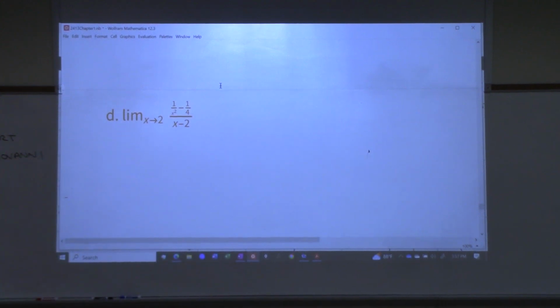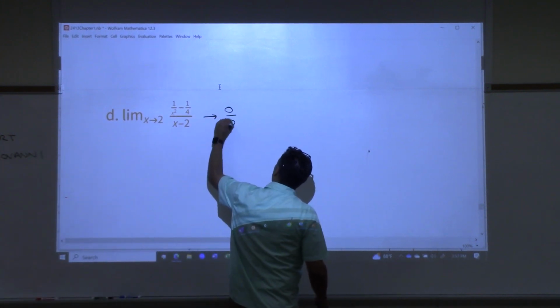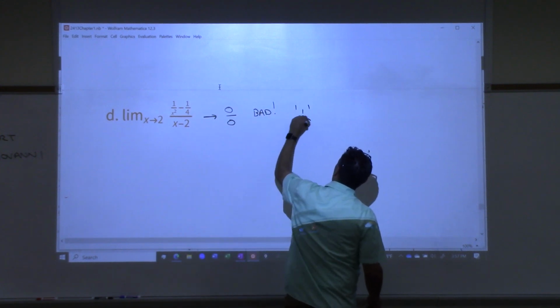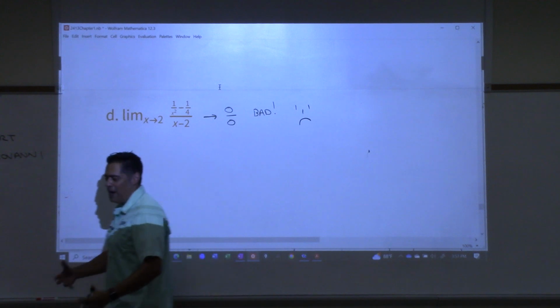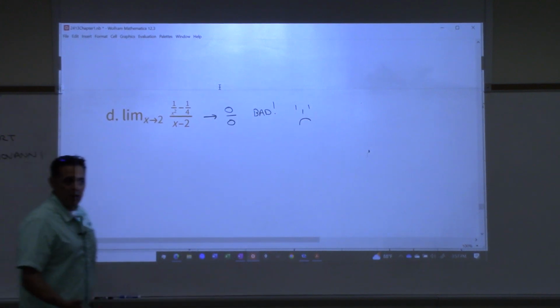First thing, replace x with 2 and see what you get. You get 0 over 0, don't you? You get 1/4 minus 1/4 over 2 minus 2. So you get 0 over 0. This is bad, right? You could even put a frown if you like. But I know I need an algebra trick, right?